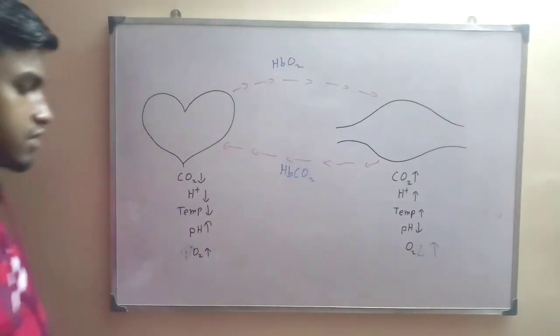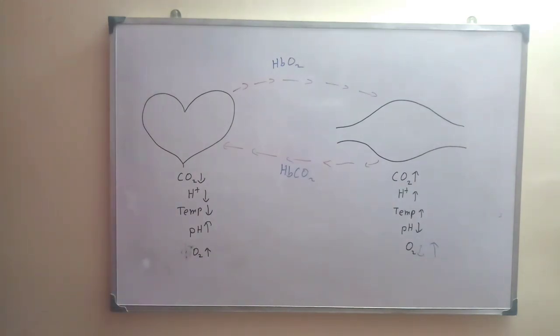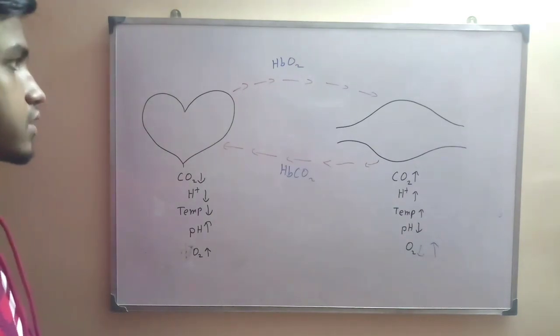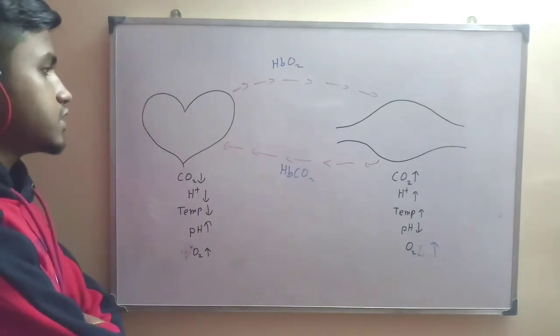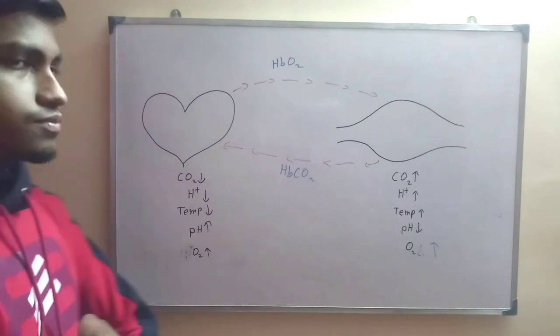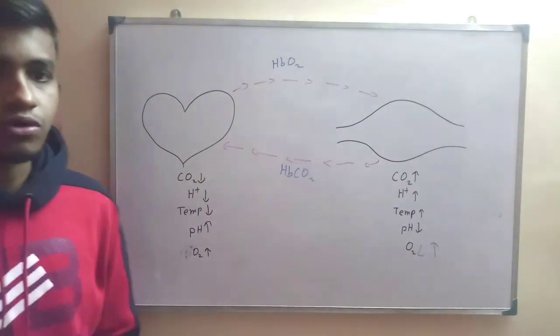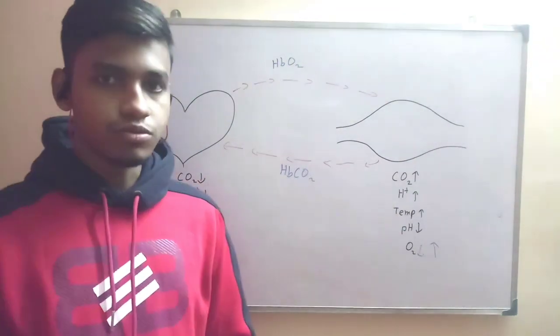So this is one kind of homeostasis. It is the oxygen hemoglobin dissociation curve. I hope you guys have learned the concept of the oxygen hemoglobin dissociation curve.